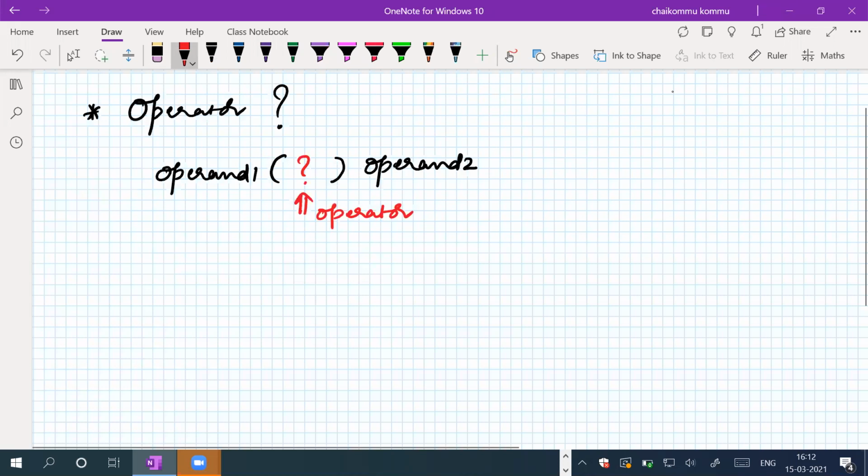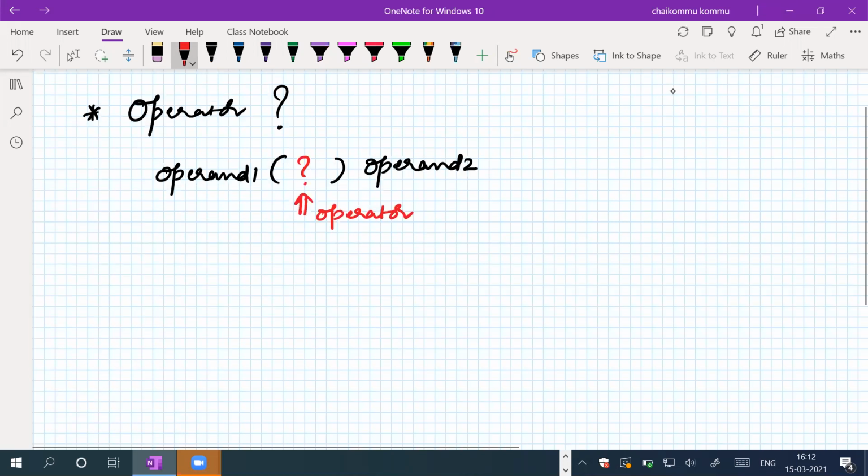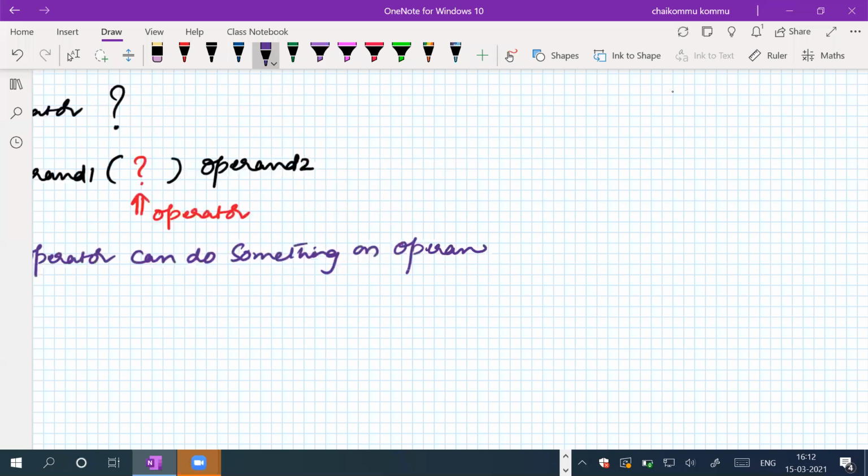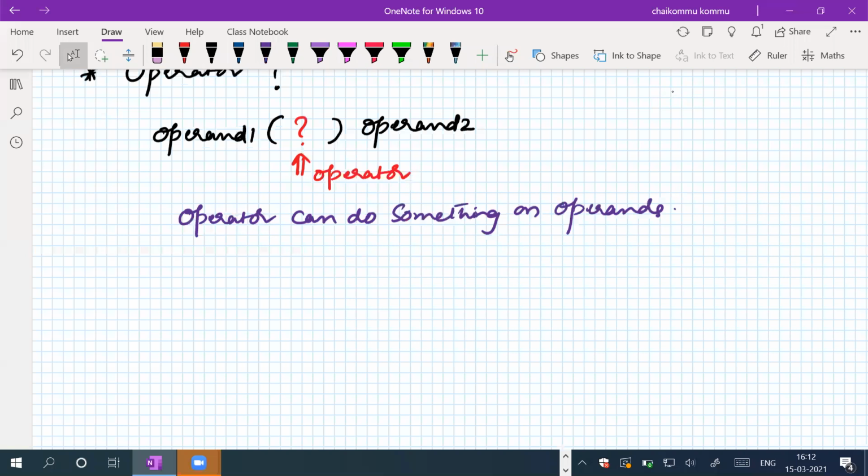So I can simply say that an operator can do something on operands. Okay. So is this the only way that we have to give the operator between the two operands? The answer is no. We have different ways.